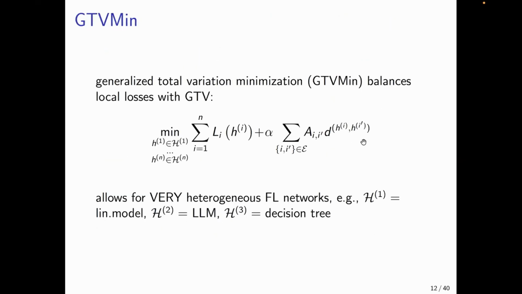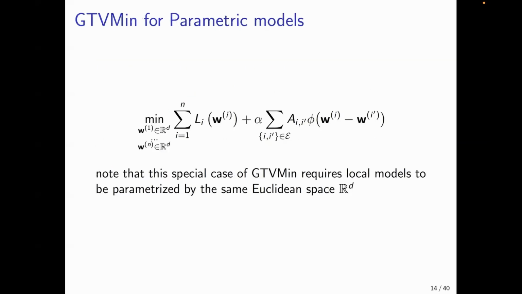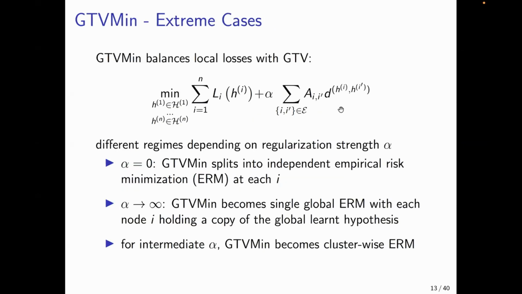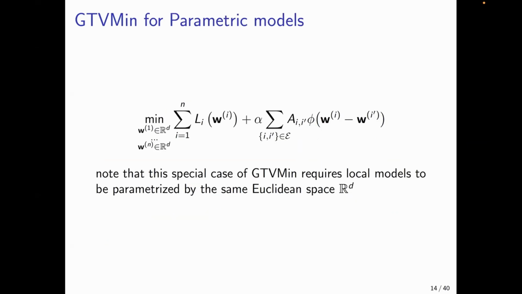Okay, so now that I've introduced GTV-min and discussed the extreme cases, let's look at some special cases for parametric models. I want to remind you that in full generality, GTV-min is an optimization problem over function spaces, or more precisely, over a tuple of function spaces, a Cartesian product of function spaces, which can be very high dimensional or very complicated. So to drill down the complexity, it's useful to look at parametric models, which are characterized by a parameter vector. In particular, we look at the special case where each node has the same parameter space, so the same number of parameters.